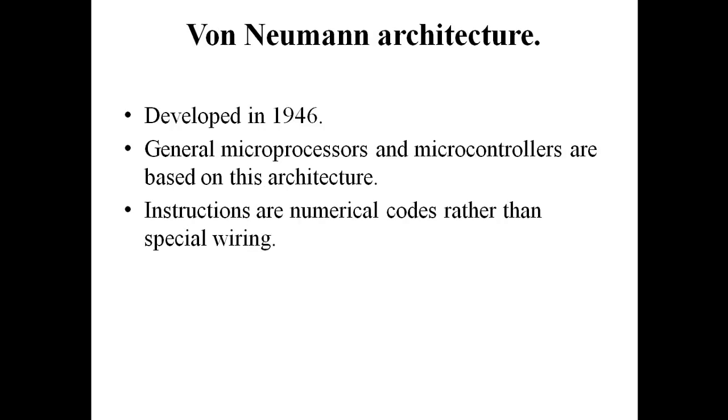Now, von Neumann architecture was developed in 1946. Basically, general microprocessors and microcontrollers are based on this von Neumann architecture. Here the instructions are not hardwired, in the sense the instructions are basically numerical codes rather than special wiring. Instead of hardwiring the instructions, the operations which the instruction does are represented by numerical codes.